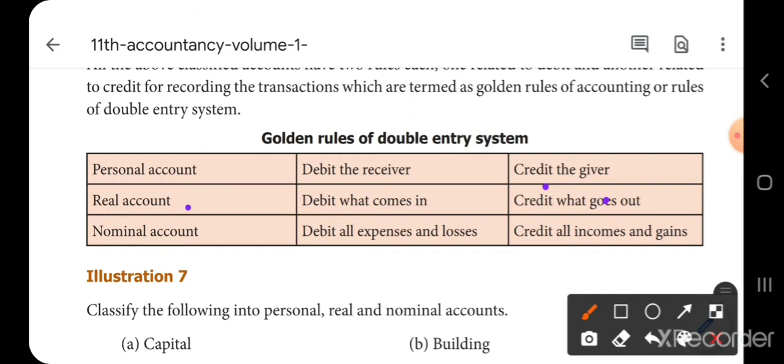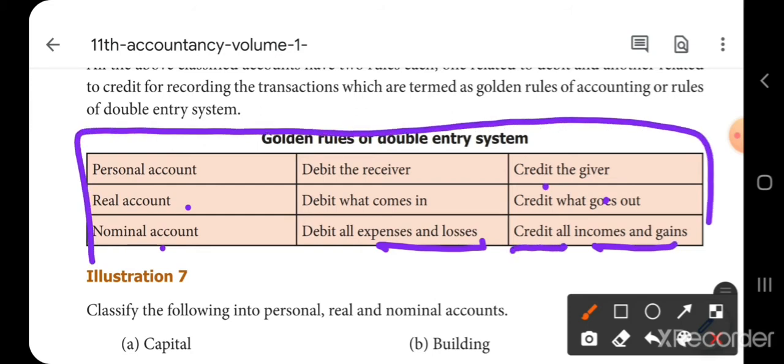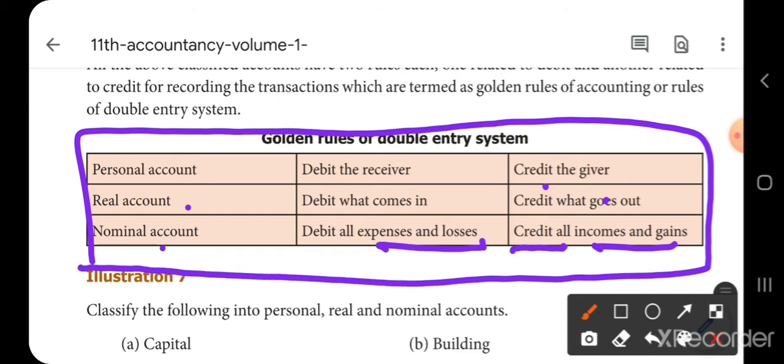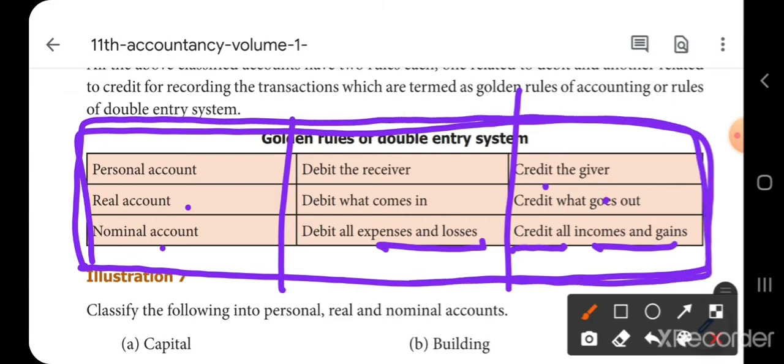Okay. Now, next, nominal account. Nominal account, if it is an expense, you debit it. If it is an income, you credit it. Okay. So, this part is very, very important. This is the golden rule of accounting for 3 marks and 2 marks. I want you to write this part in the same pattern in your classwork neatly and learn it by heart.